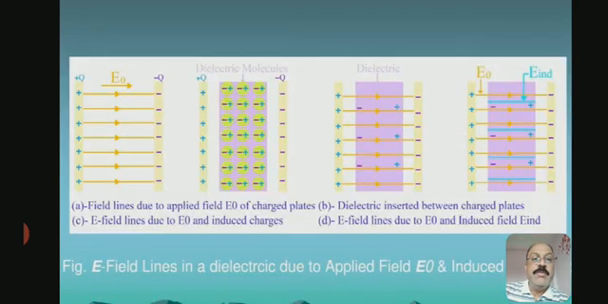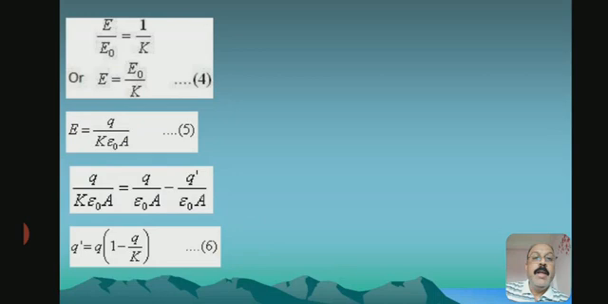So these are some figures showing the field lines due to the applied electric field E naught of the charged plate, and the second figure shows the dielectric inserted between the charged plates. The third figure shows E field lines due to E naught and induced charges, and the last figure shows E field lines due to E naught and the induced field E in. Okay. Now E divided by E naught is equal to 1 by K, or E is equal to E naught divided by K, called equation number 4. Now therefore E is equal to Q divided by K epsilon naught A, called equation number 5.